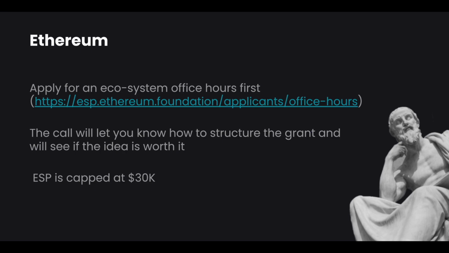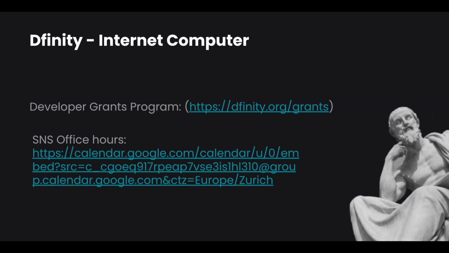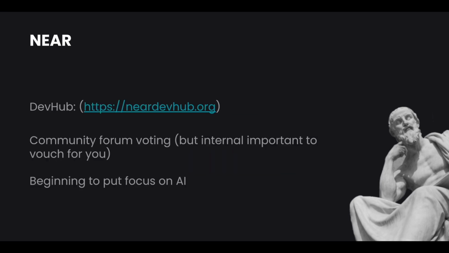And for the ESP, grants are capped at 30K. Again, I wouldn't go full 30K on a project idea. I would usually go less, but that's what the ESP grants are. So I recommend that's a good approach to take. And Definity also has the same process. They have the developer grants program, and then they have their office hours that you can book too. Definitely check it out. They also have other opportunities there, and so yep. I'll go to the next one.